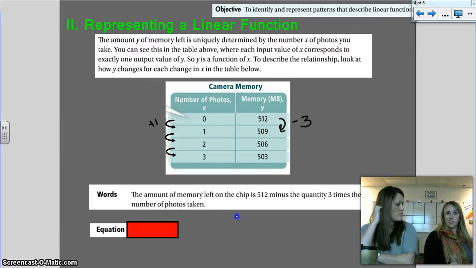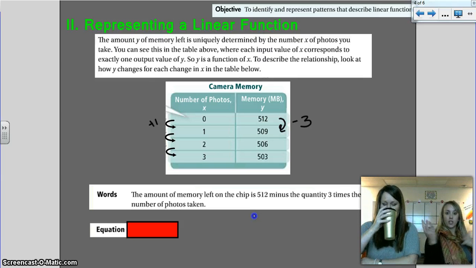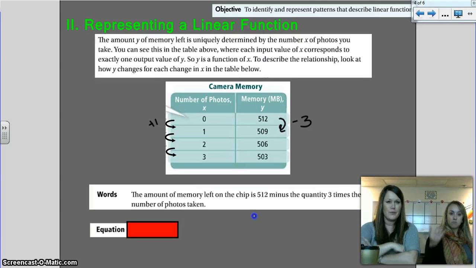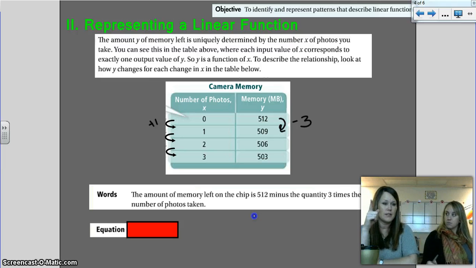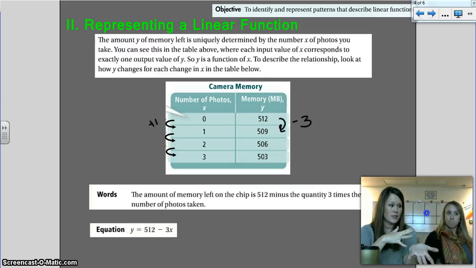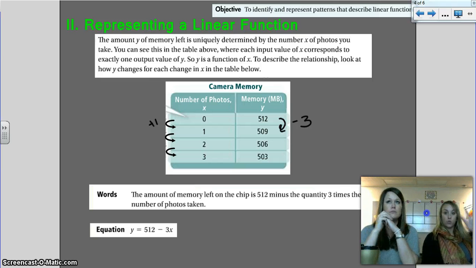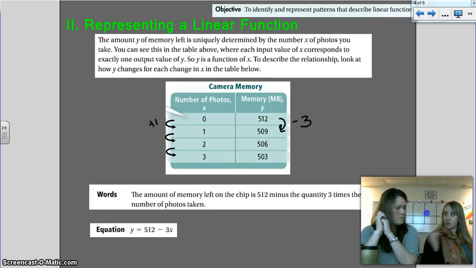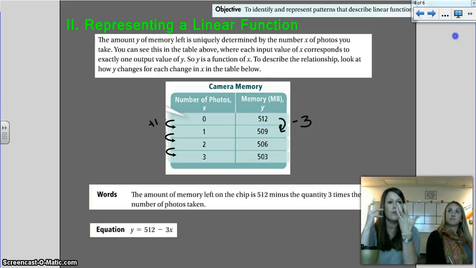So coming up with these words, that's the hardest part, making this real life situation into a math sentence. But once I've got the math sentence, I can easily translate it into numbers and symbols. 512 minus 3x, x for photos, y for memory. So memory is equal to what you start with minus 3 megabytes per picture. And that's how we came up with this. So again, it's just writing a linear equation.